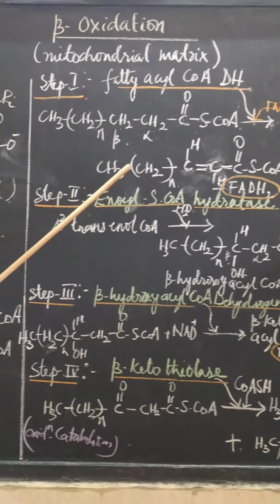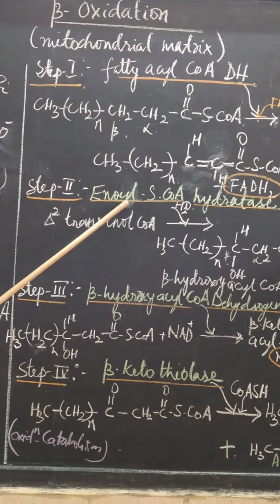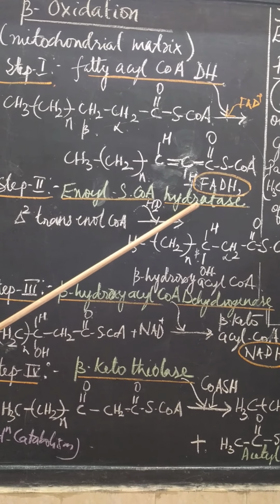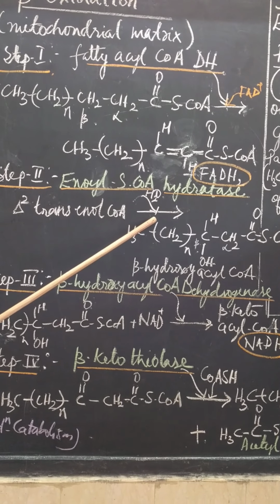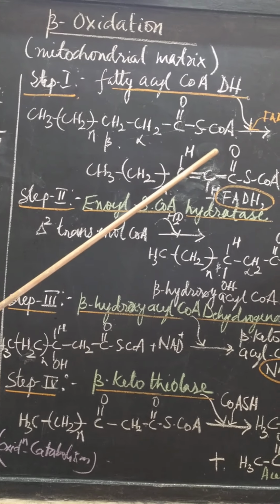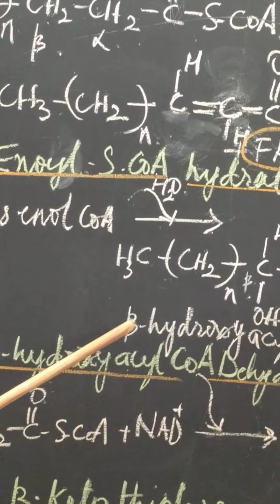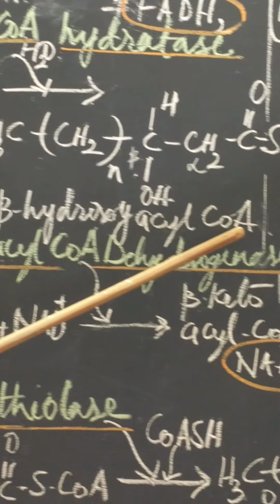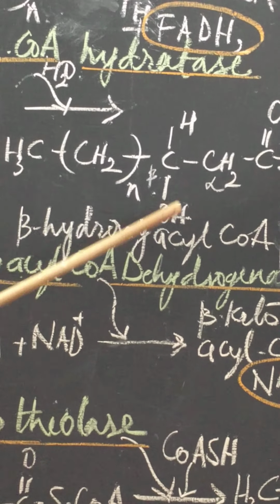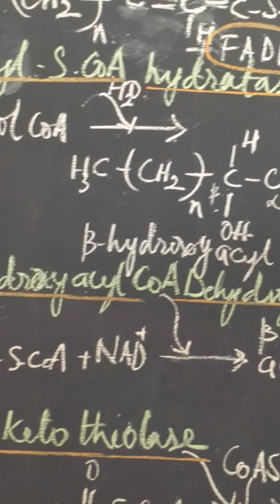Now this delta 2 trans-enoyl-CoA is acted upon by enoyl-CoA hydratase. As the name indicates, it is adding a molecule of water. At this position the OH group adds here, and H is added on to here. So as a result it forms beta hydroxyacyl-CoA. Initially there was H and H, so now an OH hydroxyl group has been introduced. Now we move on to step 3.